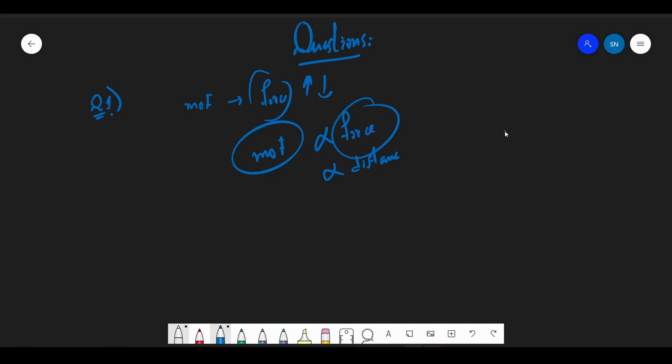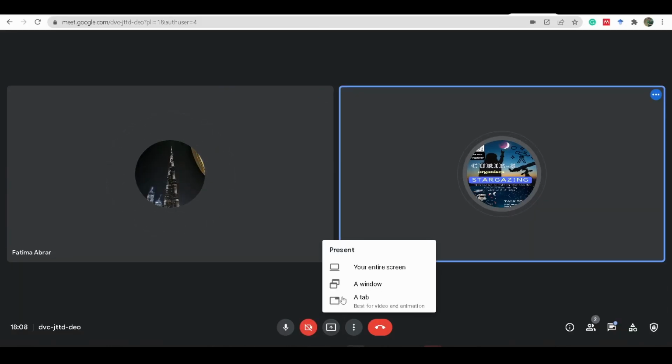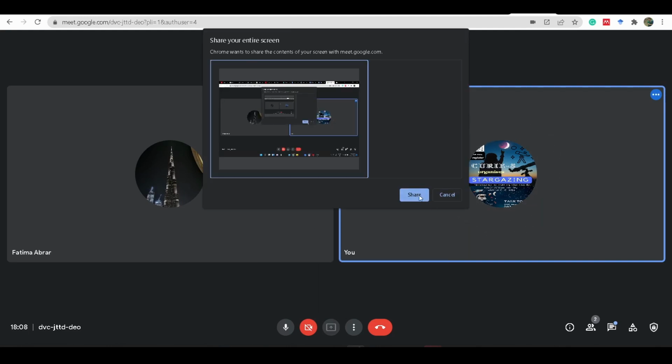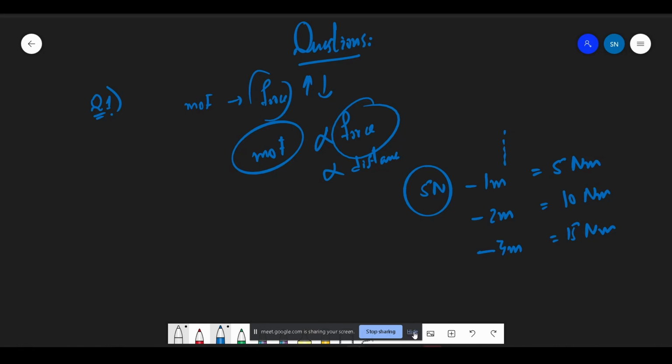As we saw in the previous example, more the distance. Say for example, there is a 5 Newton force. In the first case, I'm applying it 1 meter away from the pivot. In the next case, I'm applying it 2 meter away from the pivot and 3 meter away from the pivot. So in the first case, I'll be able to produce 5 Newton meter of moment of force. In the second case, 10 Newton meter. In the third, 15 Newton meter. Right? Clear? Okay.